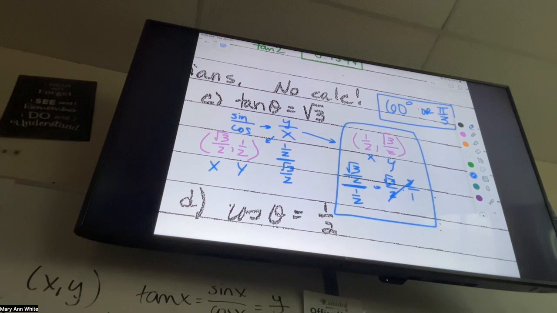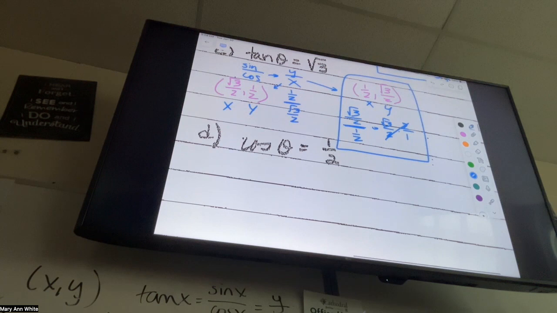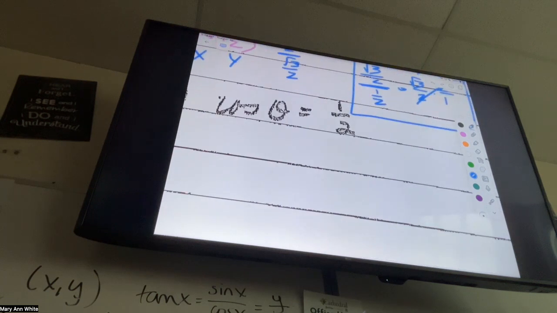Now, if you weren't sure, we could do the math out for this one too, but sometimes even just setting it up helps you visualize it enough to know whether it's the 60 or the 30 degree. All right, and then last one, cosine of theta equals 1/2. Which angle has a cosine of 1/2? 60 again, pi over 3. Because again, cosine is your x, so it's 60 or pi over 3.